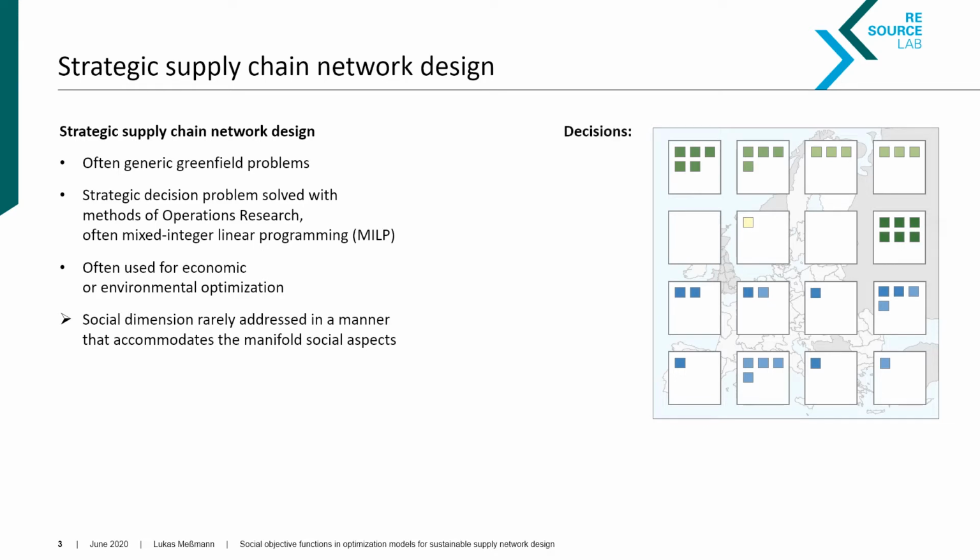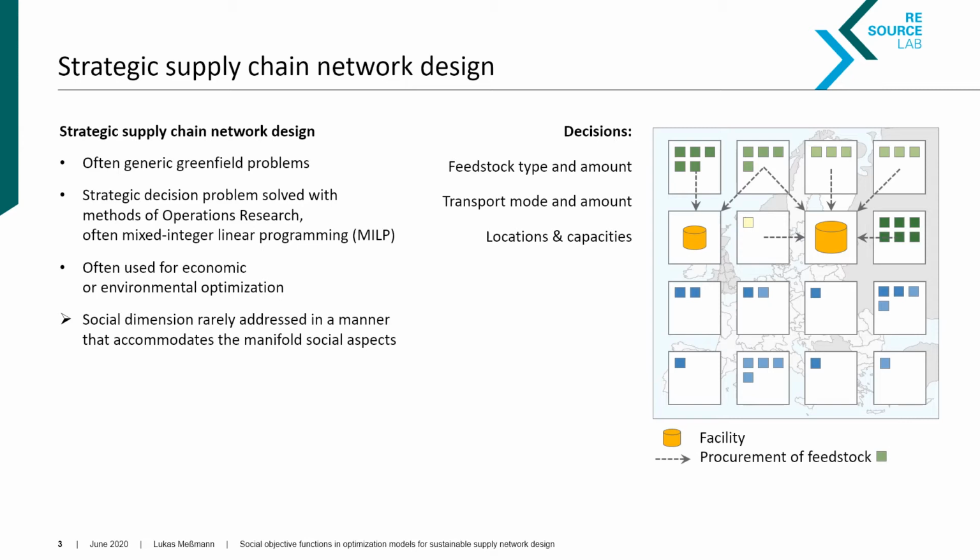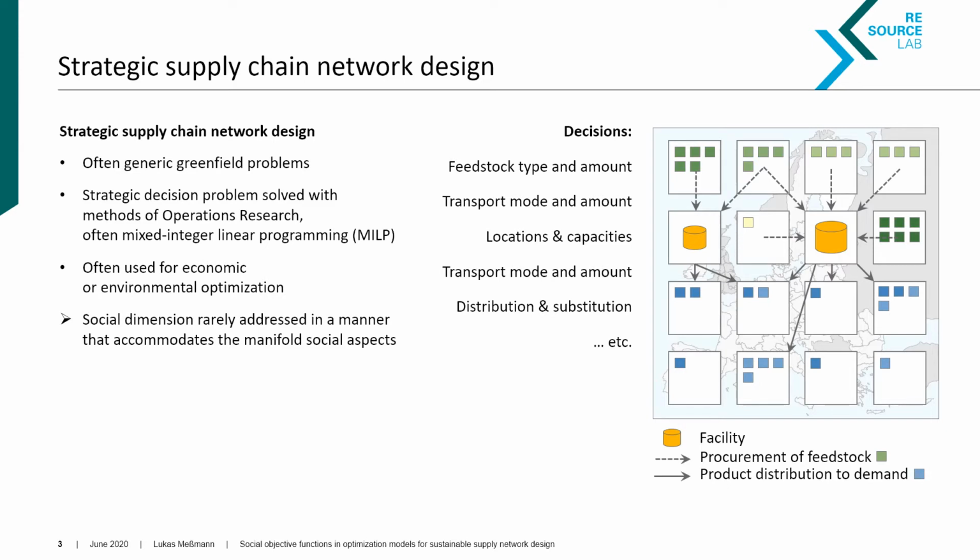And then you need to take decisions, for example, on the location and capacities, and maybe also the technology of your facilities. In our case, that would be biorefineries that produce second-generation bioethanol from agricultural residues. You need to take decisions on the type and amount of raw material that you source, on the transport mode and the transport amount between different regions and different facilities, and then finally on the distribution of your product to the different demand regions. And all of these decisions can be attributed with different economic and environmental impacts.